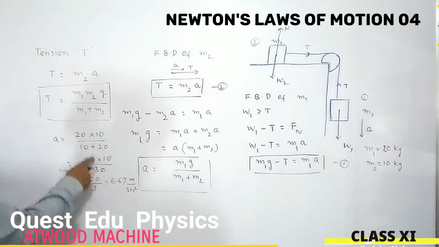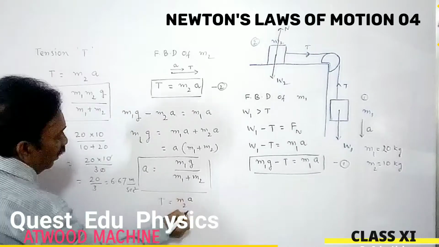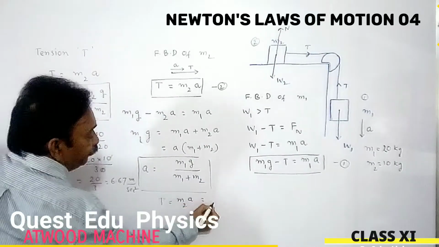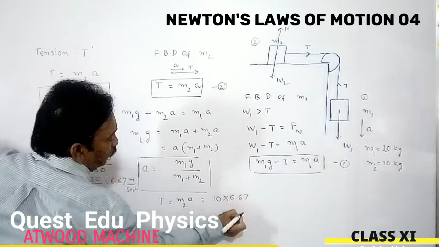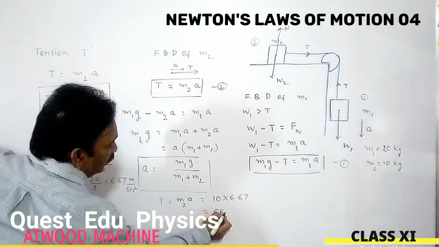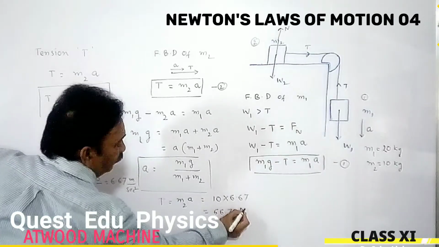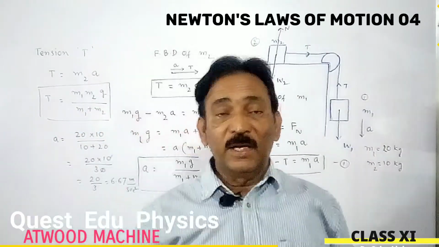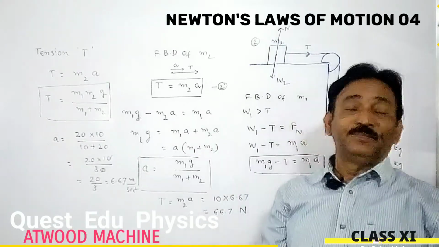In the same way you can find out the tension. Tension is equal to M2 of A, or you can use this relation. M2 is equal to 10 into 6.67, means what? 66.7 Newton students. Tension is measured in Newton. In this way you can calculate the acceleration and the tension in the string.